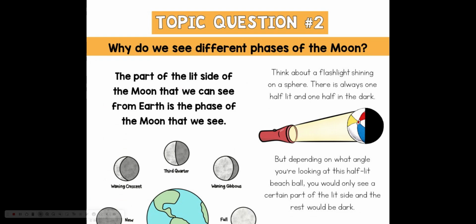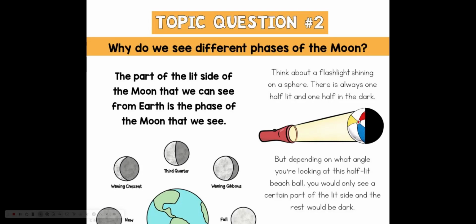If you think about a flashlight shining on a sphere, like a beach ball, one side is always lit up and one side is always dark. But depending on what angle you're looking at it, even though half is lit up, you will only see a certain part of it and the rest will be dark. If you are right in front of the flashlight, shining it directly on the beach ball, it will look like the beach ball is 100% lit up.